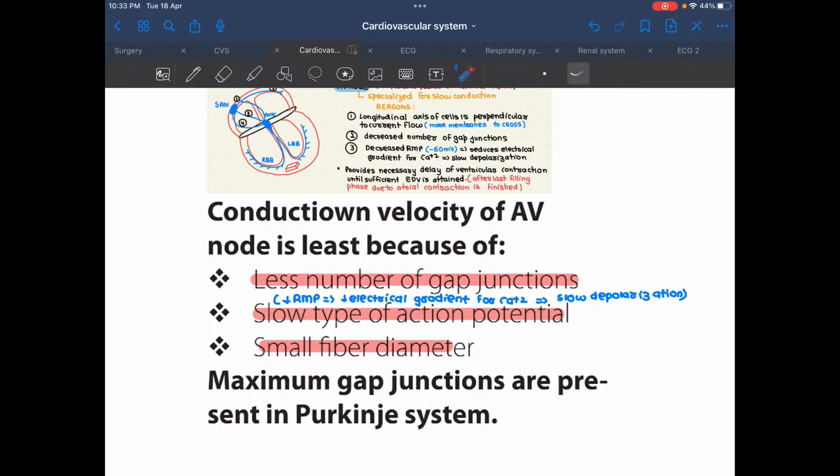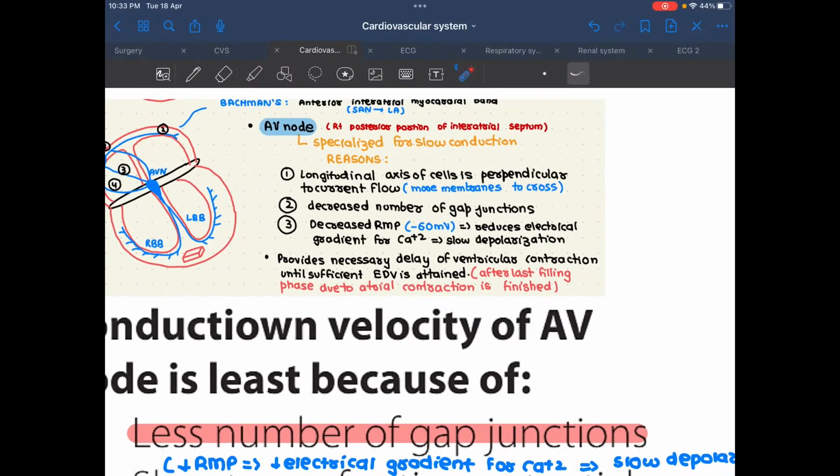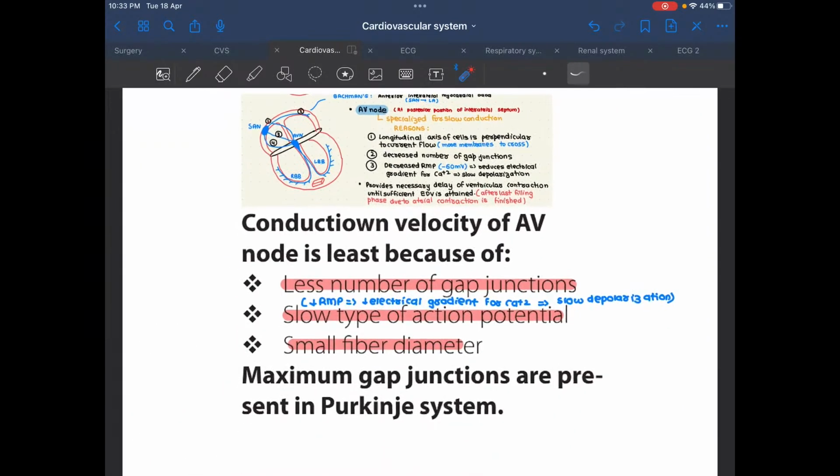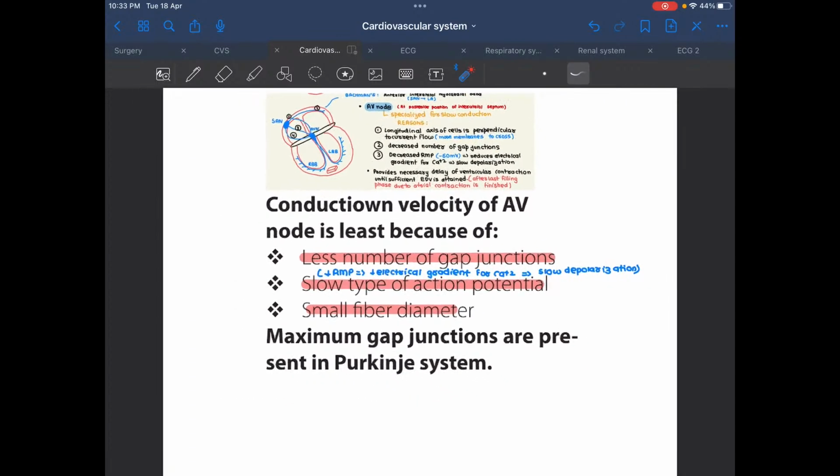One more reason I can say to you guys is that mainly in the cells, they're going to have what? The longitudinal axis of the cells is going to be perpendicular to the current flow. Okay? That's one more reason behind it. So there are a decreased number of gap junctions. The longitudinal axis of the cells is perpendicular to the current, so more membranes are going to be crossed. And third is that its RMP is lower, so obviously there is a reduced electrical gradient for calcium, so slow depolarization is there. So these are the 3 reasons why the conduction velocity of the AV node is least.